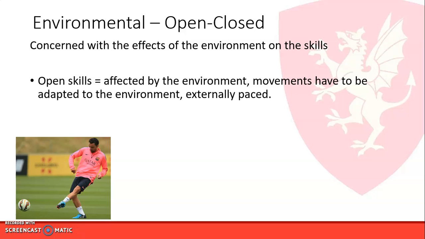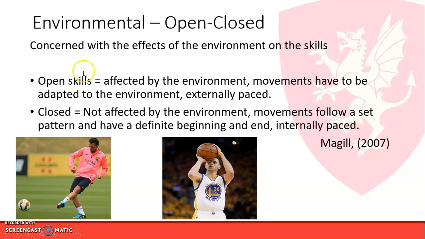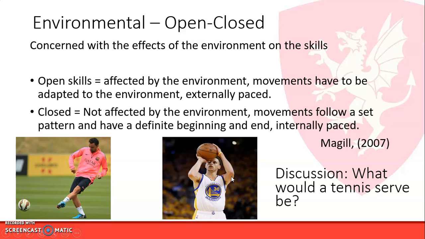So, for example, passing a ball in football. If you don't pass it at the right time, at the right trajectory and speed, then it's not going to be an effective outcome. So you have to adapt your movements to what the environment is telling you. Now, a closed skill is one we consider not to be affected by the environment. Movements follow a set pattern and have a definite beginning and end, and this is generally internally paced. Again, we'll talk about what that means in a second. An example is a free throw in basketball, which is again quite consistent.